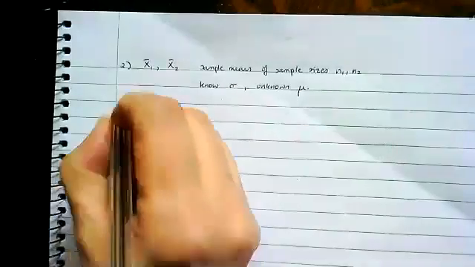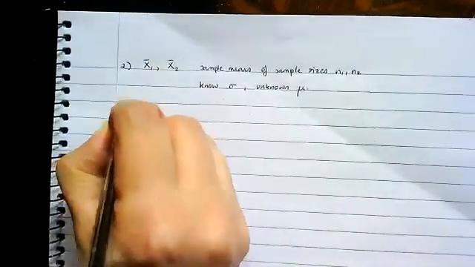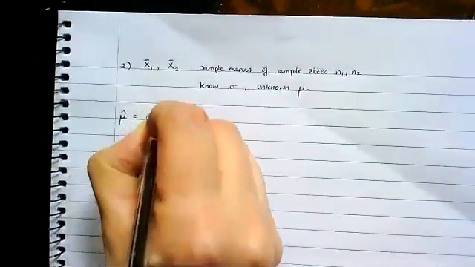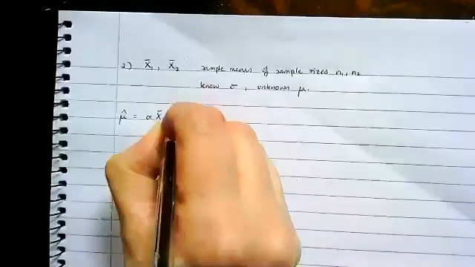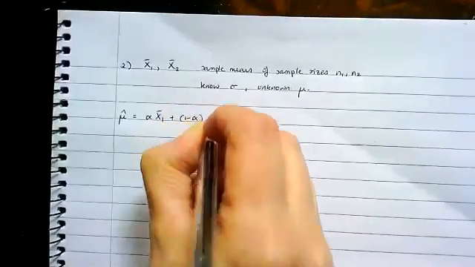What we've been asked to do is consider a particular estimator, find the bias and the variance, and then find a value for alpha such that the variance is minimized. The estimator we were given is mu hat, which is alpha times x bar 1 plus 1 minus alpha times x bar 2.